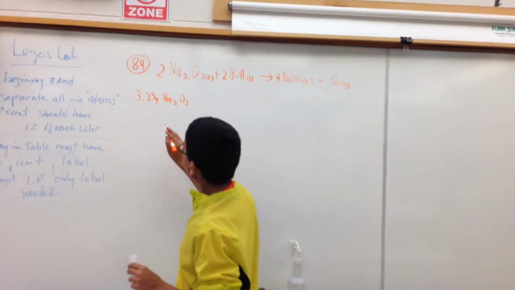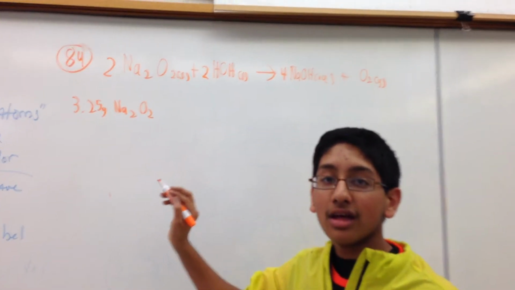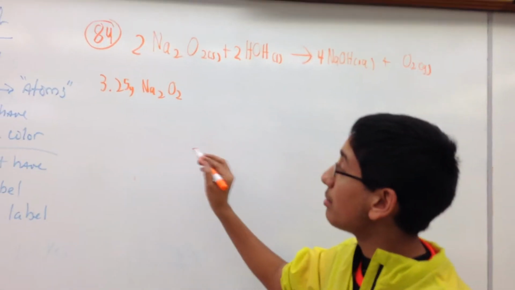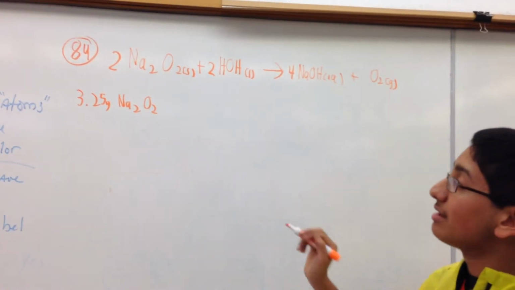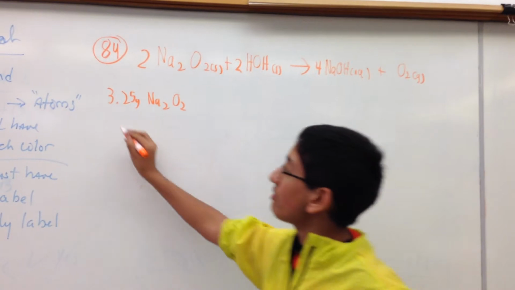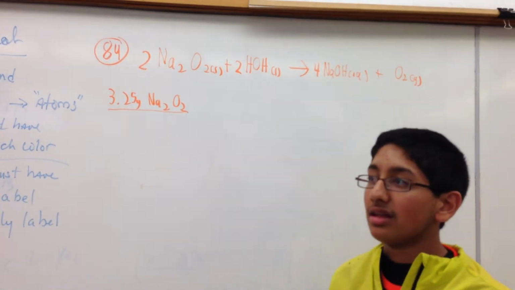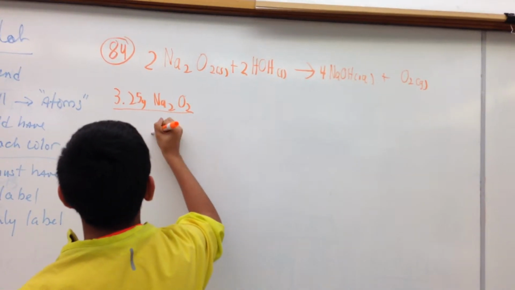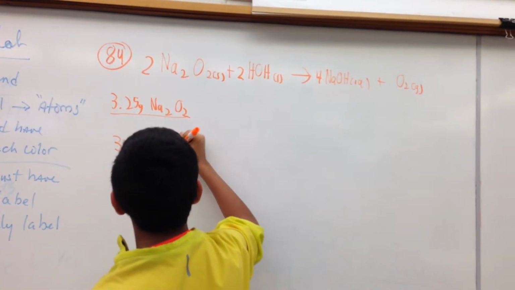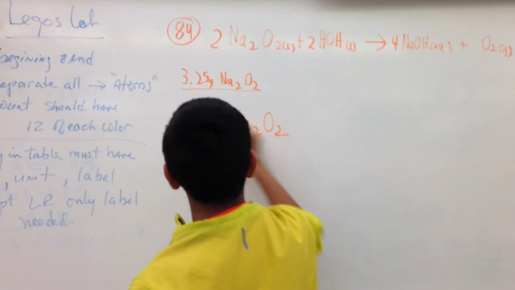Now, notice that they only gave us the mass or the amount of one reactant. Therefore, this problem is not a limiting reactant problem, because if it only gives us the mass of one reactant, then that's already a limiting reactant because we have nothing else to work with. So let's take 3.25 grams of sodium peroxide.